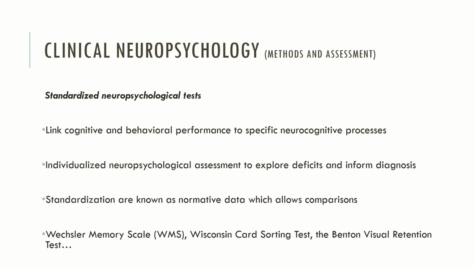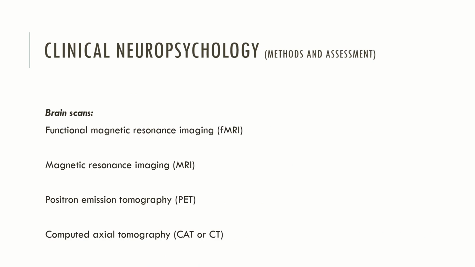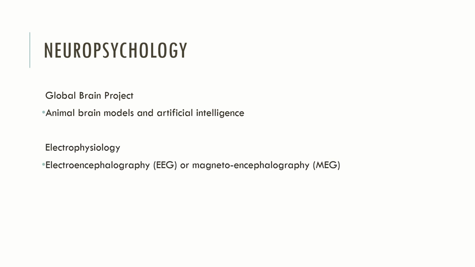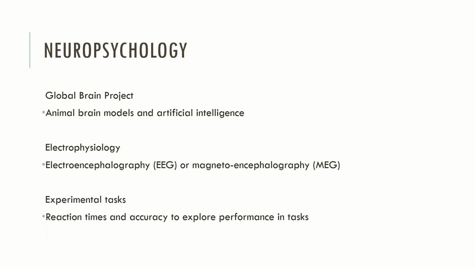There are also other methods that neuropsychologists use to explore brain functioning, which are functional magnetic resonance imaging, positron emission tomography, or computed axial tomography. There are also other approaches that may foster neuropsychology as a field, such as animal brain models and artificial intelligence, or the use of electrophysiology such as electroencephalography or magnetoencephalography. And neuropsychologists also use experimental tasks to measure reaction times and accuracy to explore performance in these tasks.